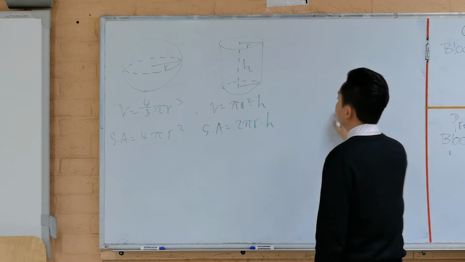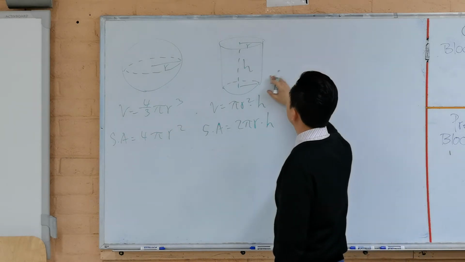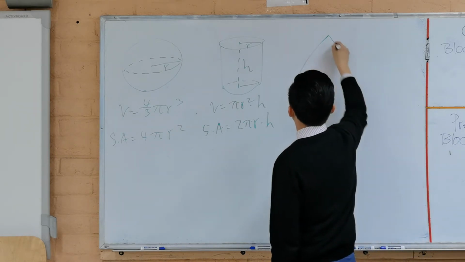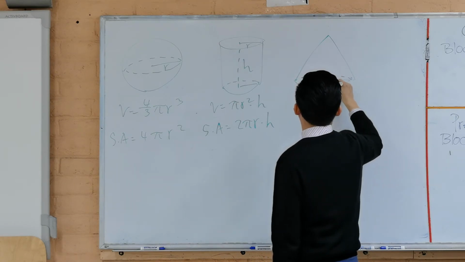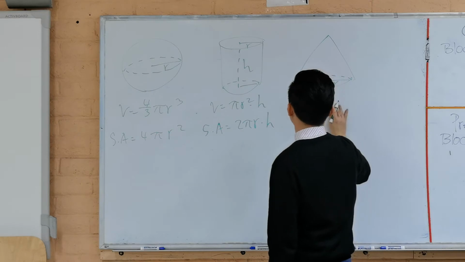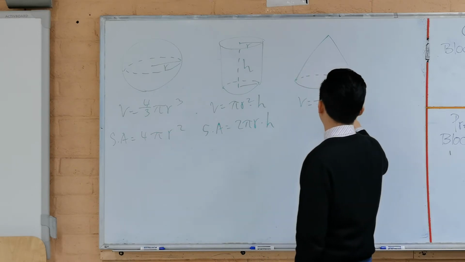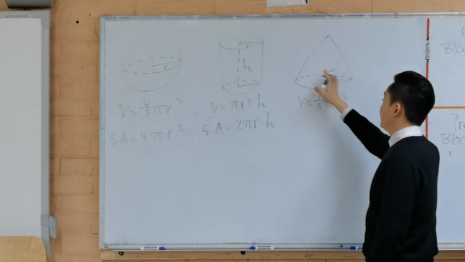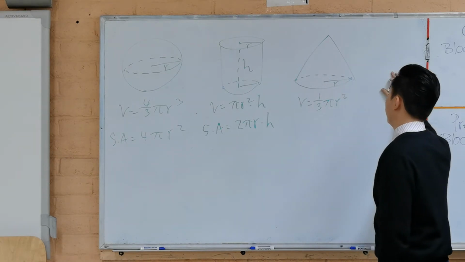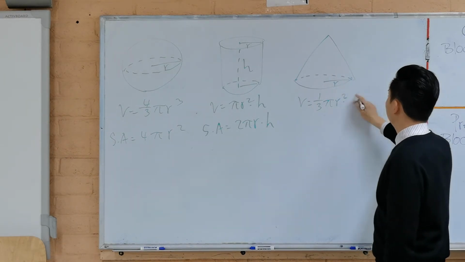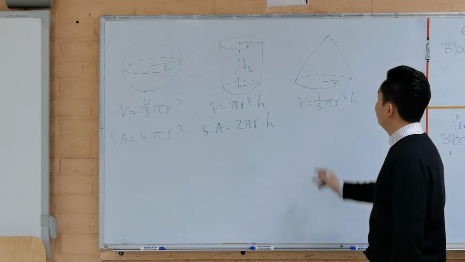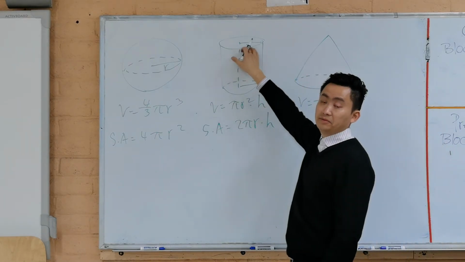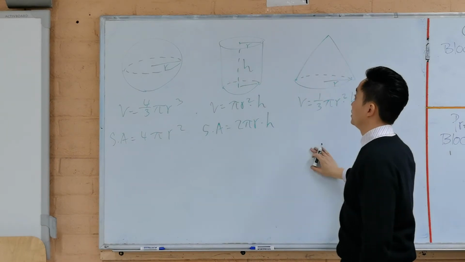And the next one I would like to talk about is a cone. The way to find the volume is 1/3 pi r squared. Again, pi r squared is the area of the circle for the base, so 1/3 times the height. The reason it's 1/3 is that a cone is 1/3 of the volume of the cylinder.